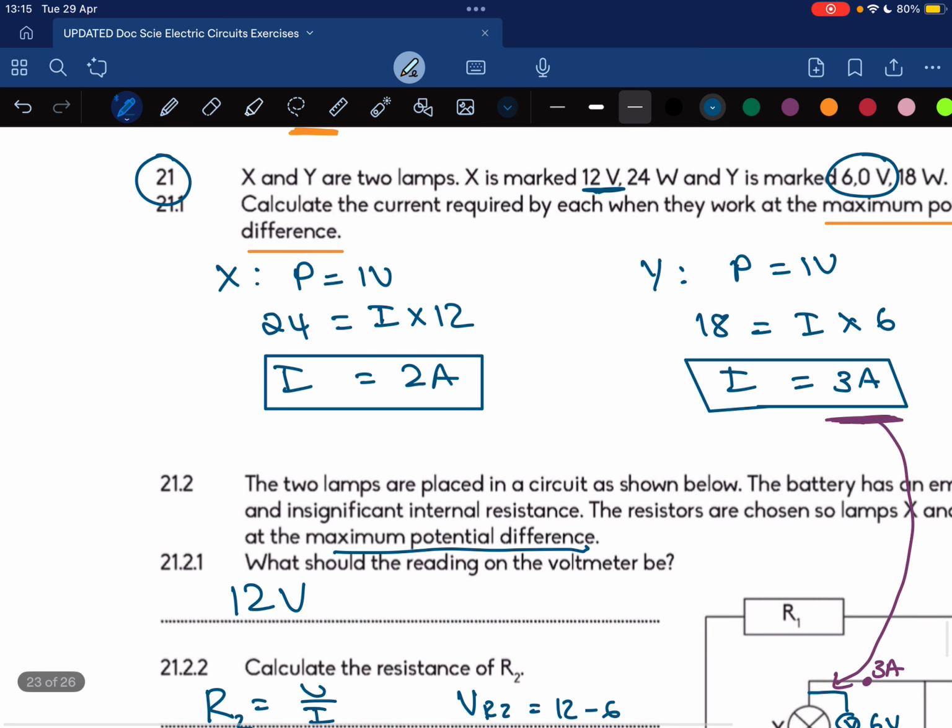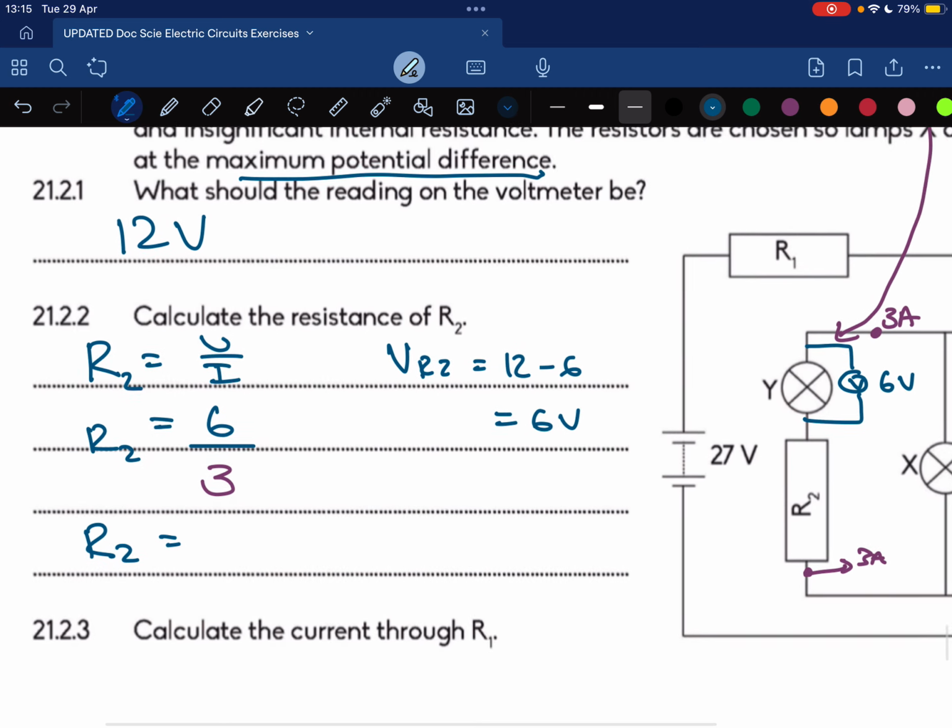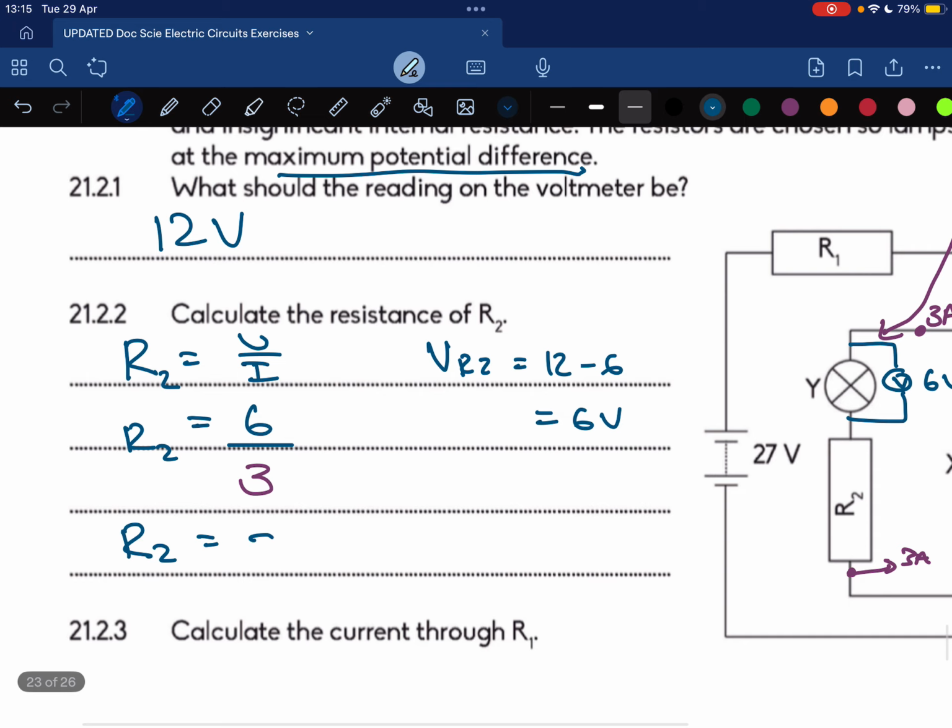Okay, and that's because of this maximum potential difference that we've already worked out earlier. So make a star next to 21 as well, because this is also a very nice exam question, because it requires interpretation. So then 6 divided by 3 is just 2 ohms.